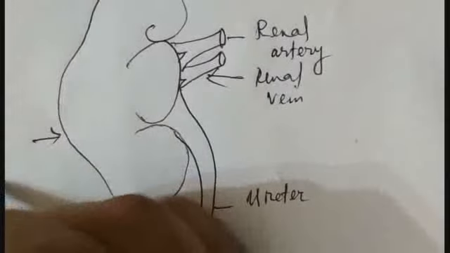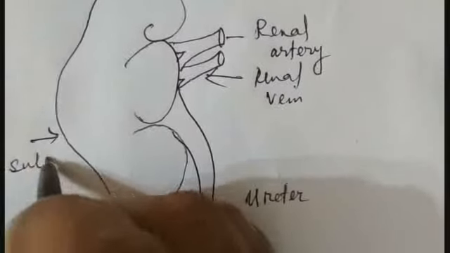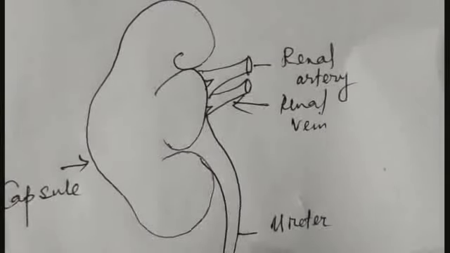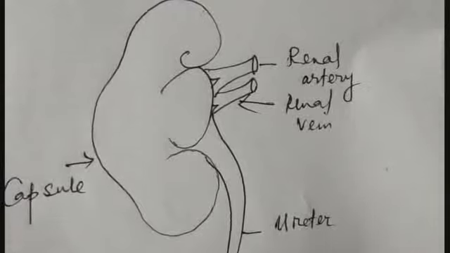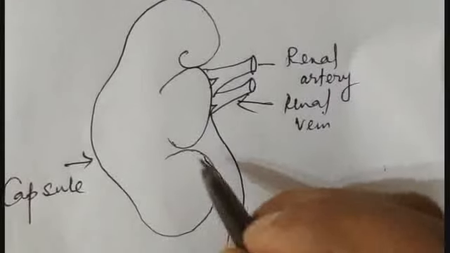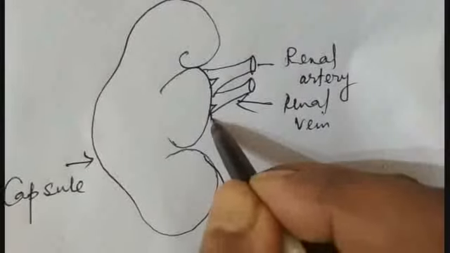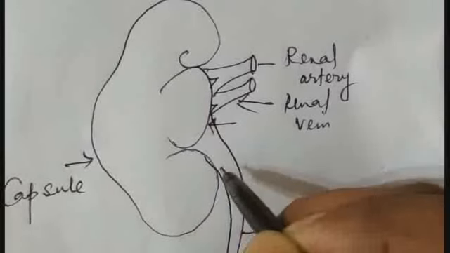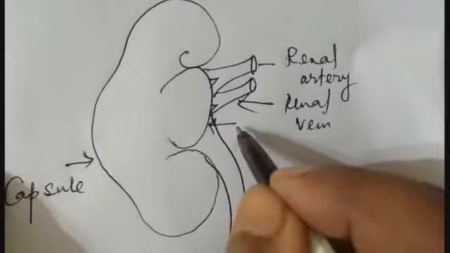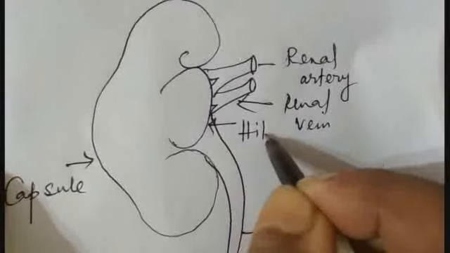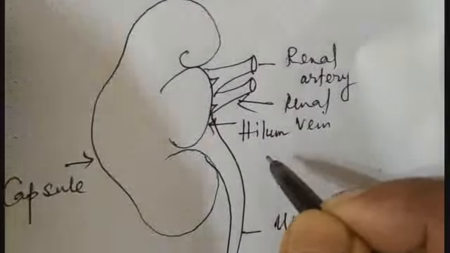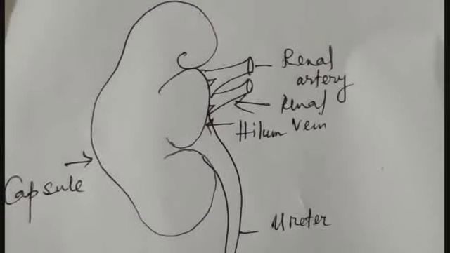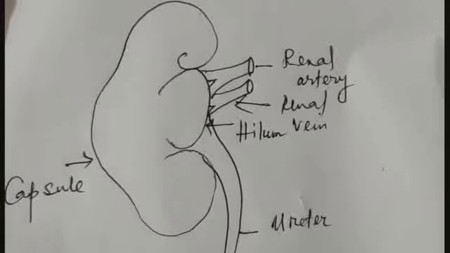This covering is called the capsule. I think you can see it easily. This one is the capsule. The pore on this side is called the hilum. If we cut a section through this kidney, we can see this.